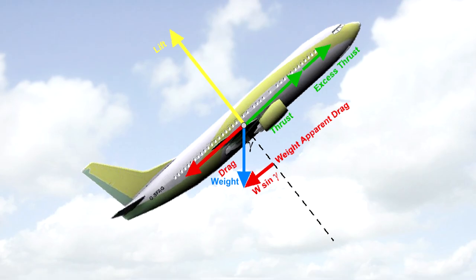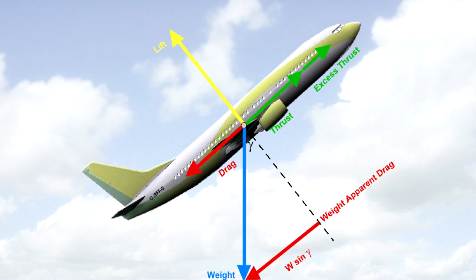Let's now examine what factors alter the excess thrust available and therefore the angle of climb. The first of these factors to consider is the effect of weight. Shown here is an aircraft in a steady climb. If we now increase the weight of the aircraft, notice that the aeroplane will have more weight apparent drag. The forward and rearward forces are not balanced, and the aircraft will decelerate.